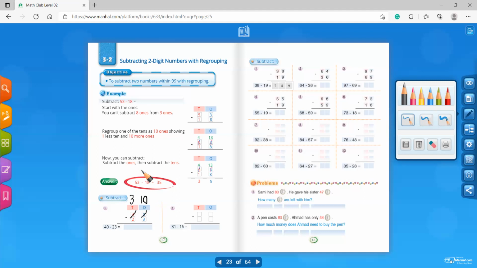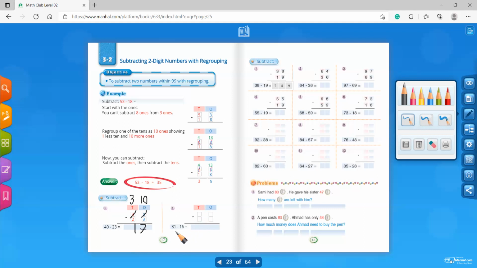Let's continue. We regroup the 1 ten as 10 ones, showing 1 less ten and 10 more ones, okay? 10 plus 0 is 10. 10 minus 3 is 7. Okay, 3 minus 2 is 1. So the answer is 17.